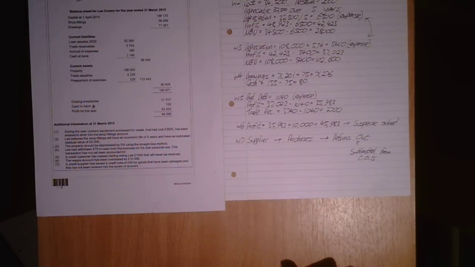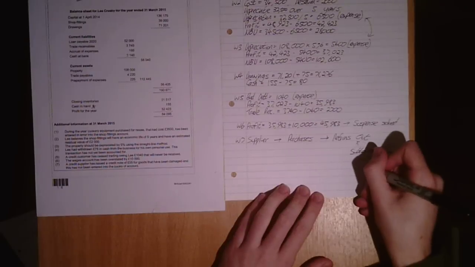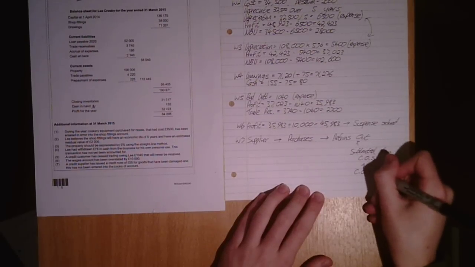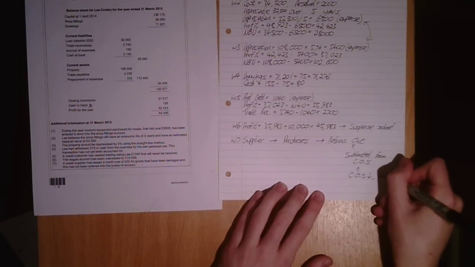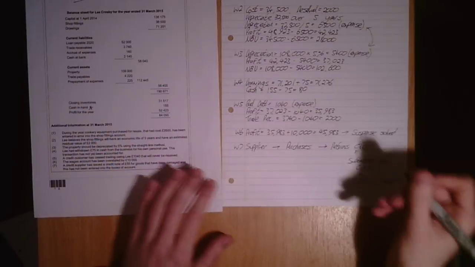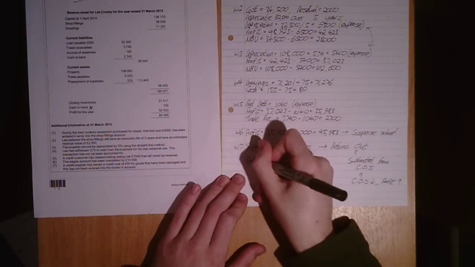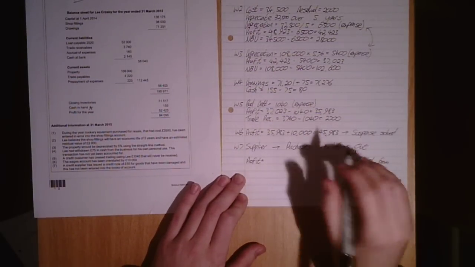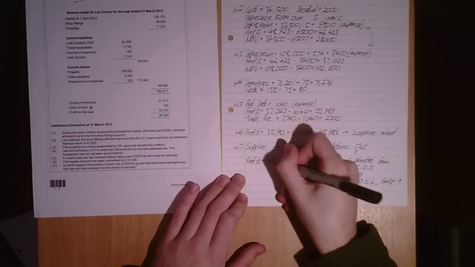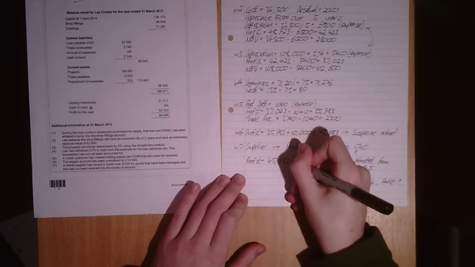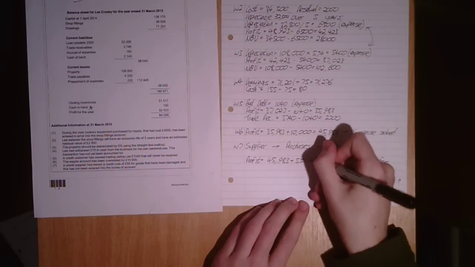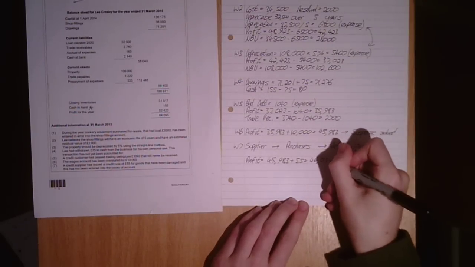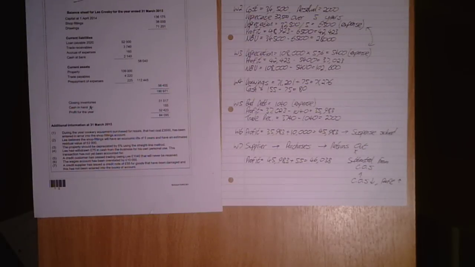So we are subtracting from cost of sales, so our cost of sales goes down, therefore our profit goes up. So our profit now is simply the latest profit figure, 45,983, and then we're going to add on £55. It's going to bring us to 46,038. Lovely.